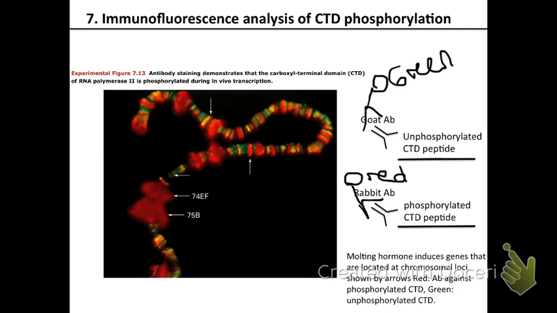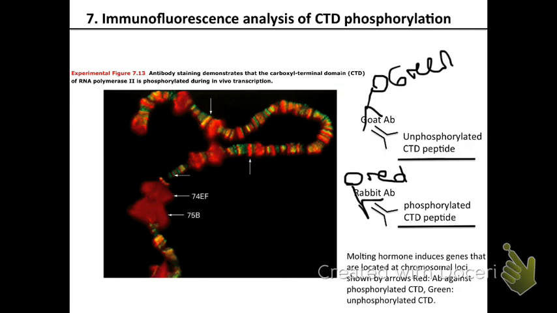And now what you're going to do is take your polytene chromosomes and put them on a microscope slide. You're going to take your antibodies and put them onto your chromosomes. You're going to wait until the antibodies can find the targets, right? So they're going to find the phosphorylated or non-phosphorylated CTDs on there, right? Now you're going to wash away the antibodies that are not bound.